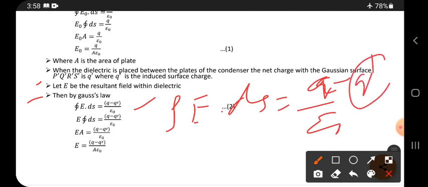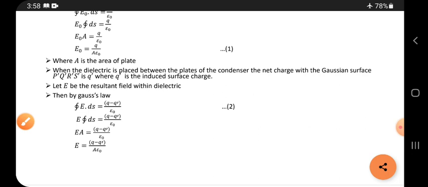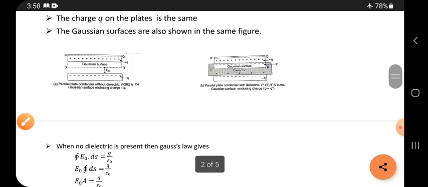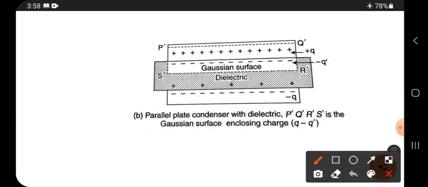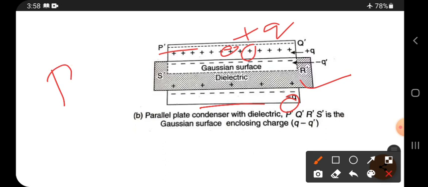Why? q dash is the induced charge, a negative charge. Why is it an induced negative charge? Let me go back to the plate. On this plate the charge is denoted by q. Because of these positive and negative charges, these two plates can make this substance a polarized substance. Means, what is present inside this substance?